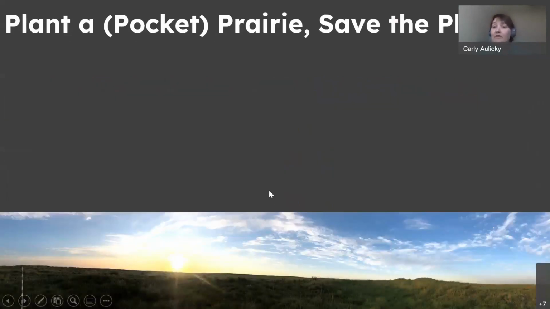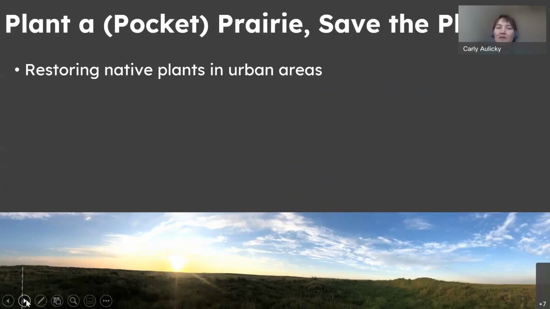And in areas where expansion has already happened, it is entirely possible to introduce prairie into these areas again, essentially on a small scale restoration effort. So the term for this that you'll hear a lot is pocket prairie, which is essentially planting a prairie on a smaller scale. So that's bringing native plants back into your urban areas, and is an absolutely wonderful education tool.